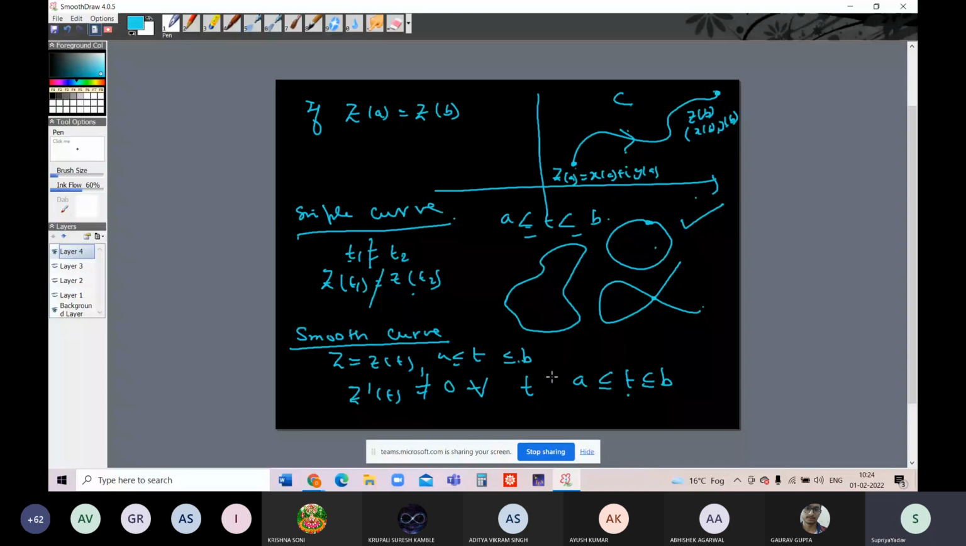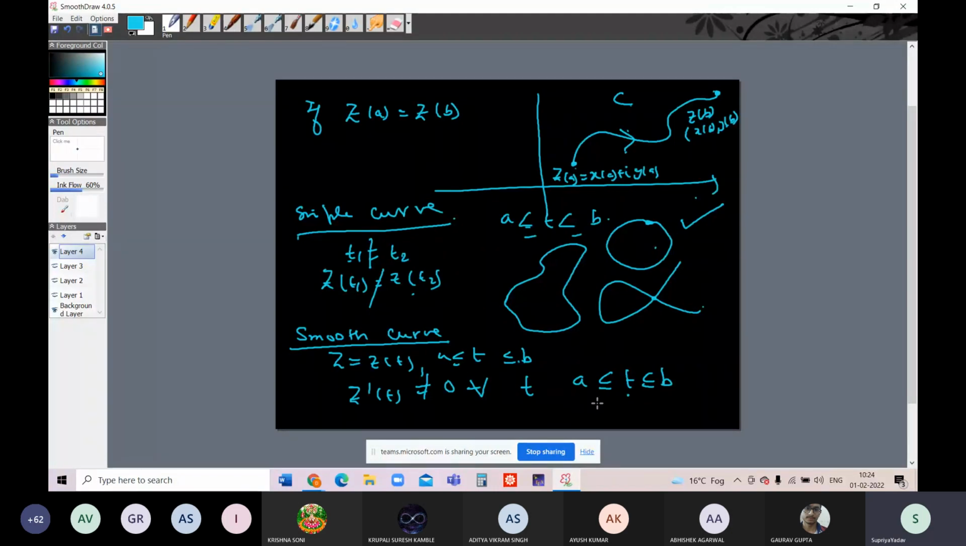And it means that this curve C has a unique tangent at each point and whose direction varies continuously as we are moving along this curve C. As we are moving along this curve C, the direction of this tangent varies continuously and the tangent at each point is unique. So that curve is called a smooth curve. Then there is the piecewise smooth curve.